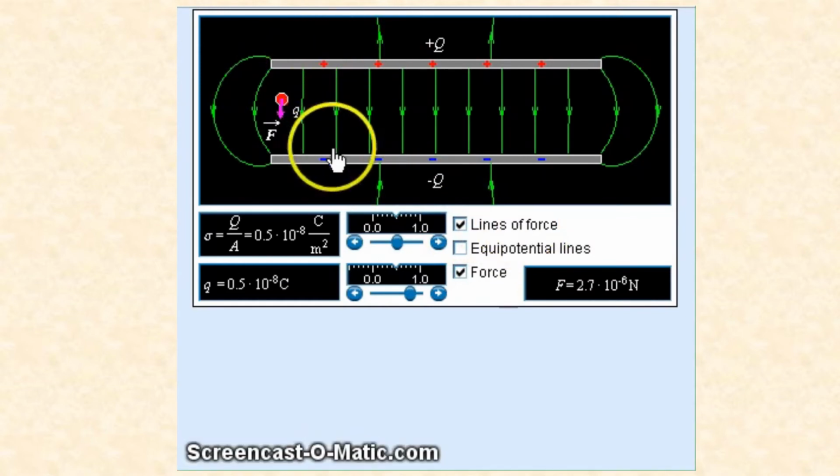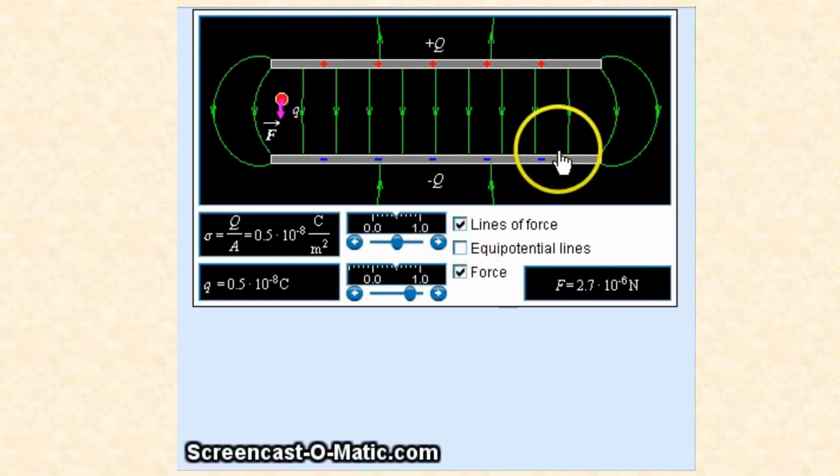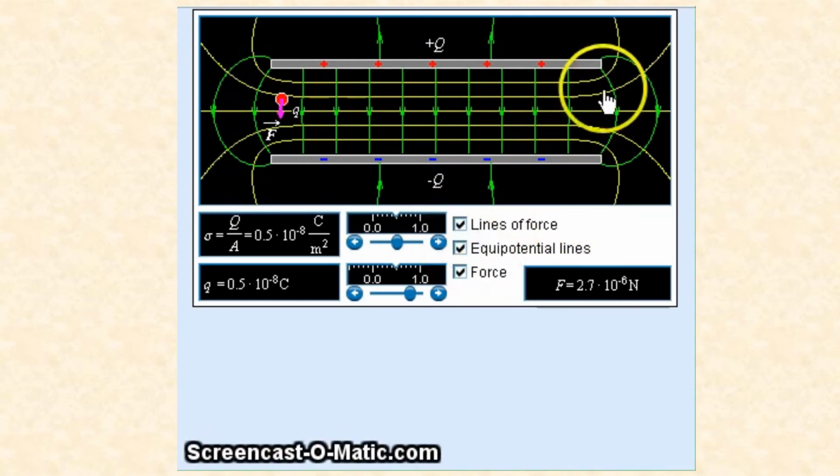In this simulation here, let me check the lines of force box. You can now see what the electric field looks like between the plates of the capacitor. I'm going to check the equipotential lines box, and you will see that these yellow equipotential lines are once again perpendicular to the field lines. Notice what happens here if I take this charge, if I move it along an equipotential surface.